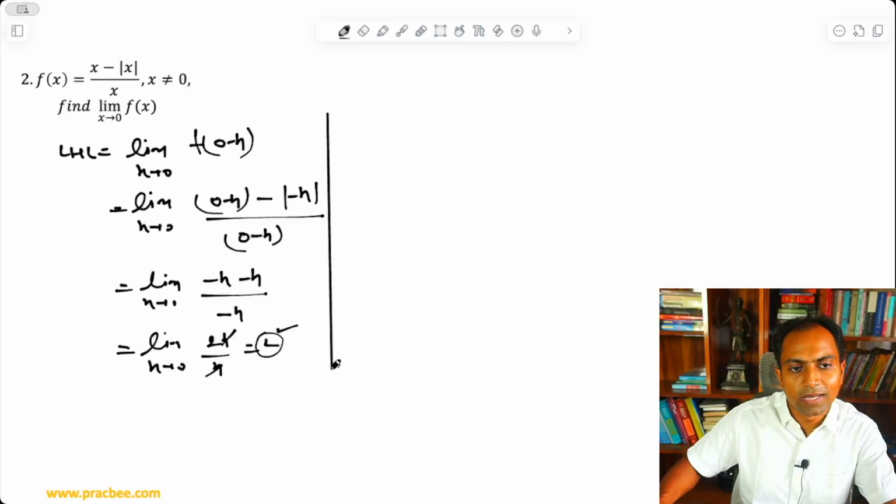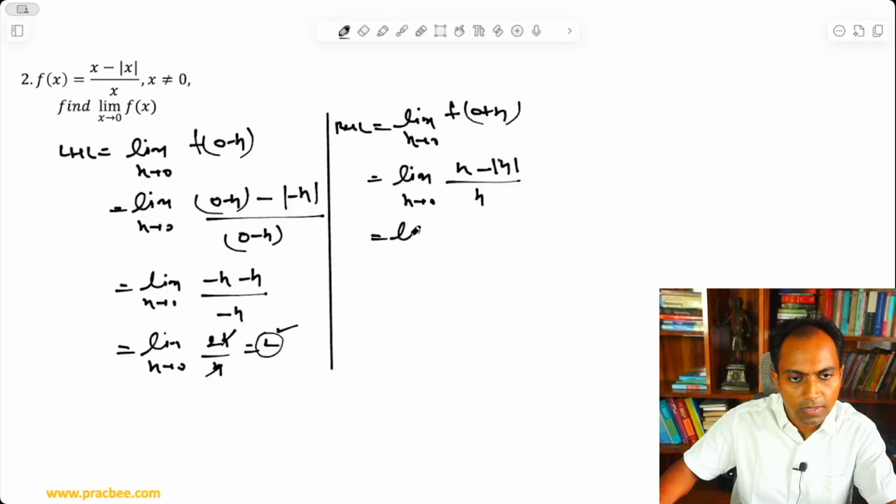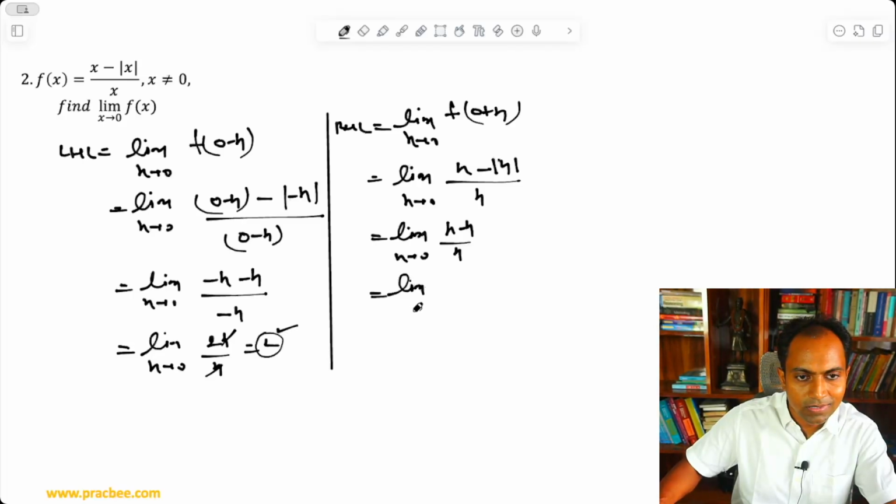Now if I find RHL, let us see what we get. It would be limit h tends to 0, f of 0 plus h. If I now find the value of the function at 0 plus h, it will be h minus mod of h, by h. As a result, this becomes h minus h by h, and you can clearly see that limit h tends to 0, 0 by h.